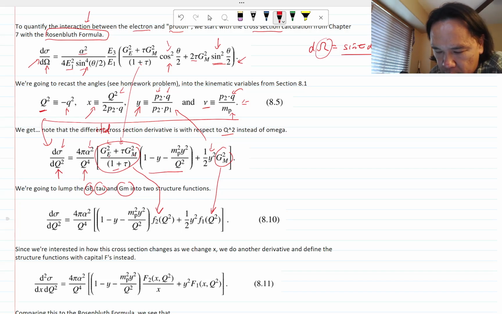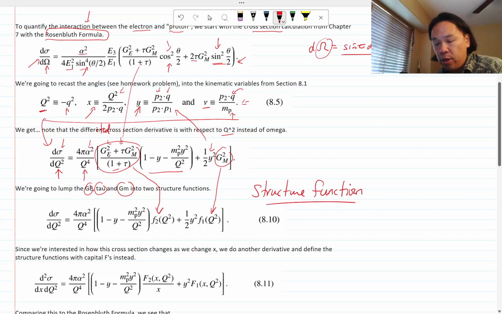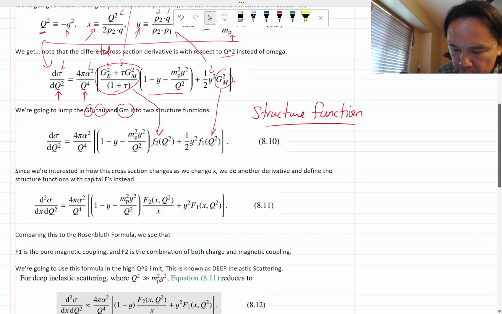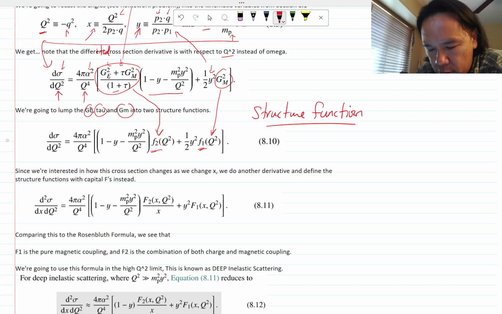These are known as structure functions, and we're going to be dealing with multiple versions of this. The reason they're called structure functions is that they literally define the structure inside the proton. Right now we can think of F1 as the purely magnetic structure, and F2 as the charge plus magnetic structure combined together.